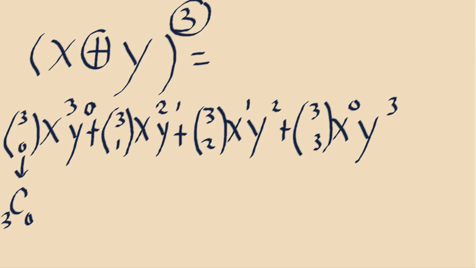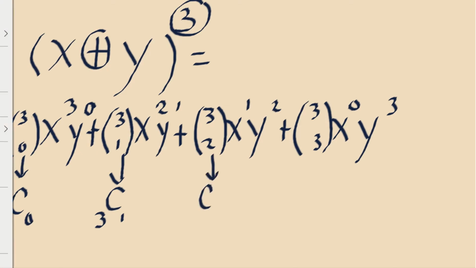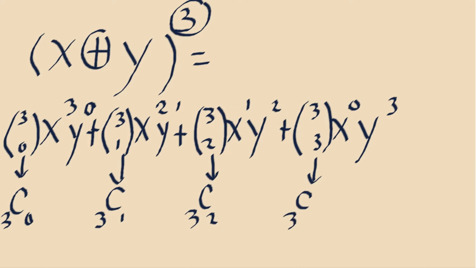I am not going to explain the combination concept in this video. I will have a separate video for the combination concept. Right now, I'm going to show you the formula to find the combination of a number taken r at a time. So here you have combination of 3 taken 0 at a time. Now this one is combination of 3 taken 1. This is combination of 3 taken 2. This is combination of 3 taken 3.